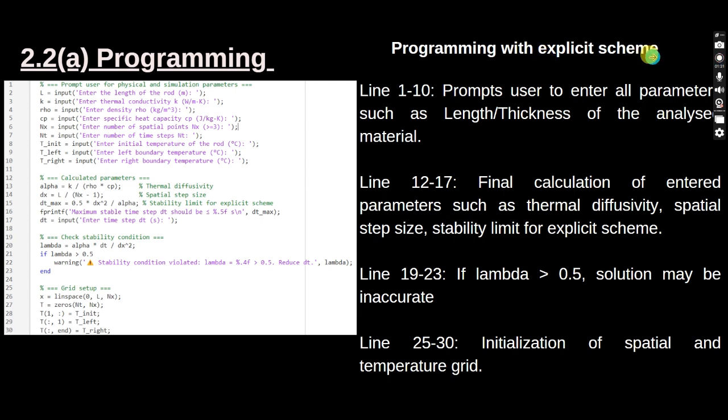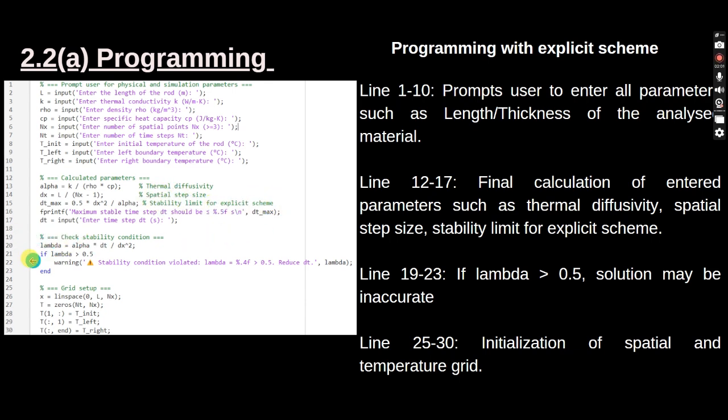For the explicit scheme coding part, from line 1 until 10, it prompts the users to enter all the parameters such as length or thickness of the analyzed material, and also K, the thermal conductivity, density, specific heat capacity, and so on. And from line 12 until 17, it does the calculation of the thermal diffusivity, spatial step size, and also the stability limit for the explicit scheme.